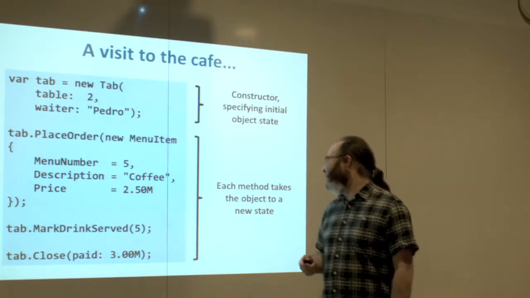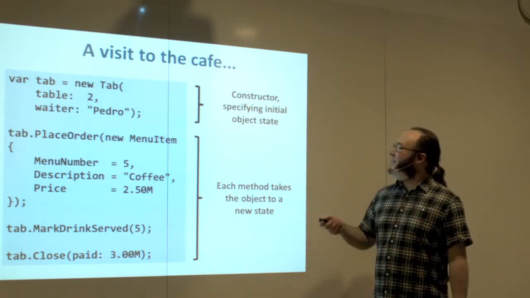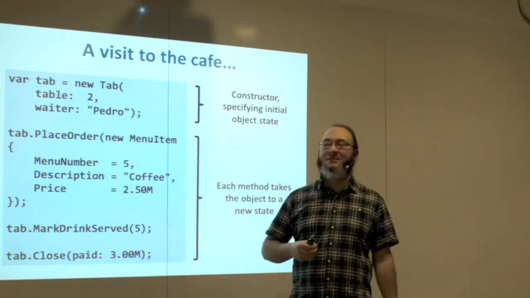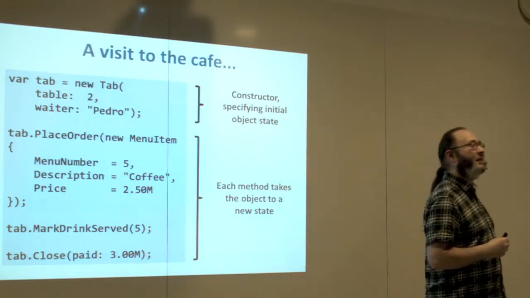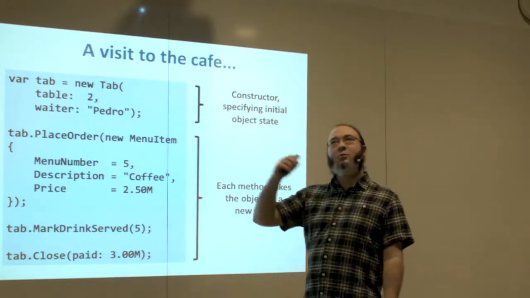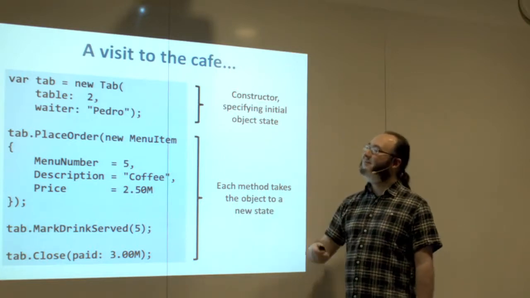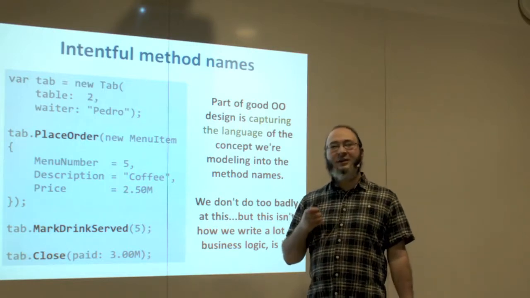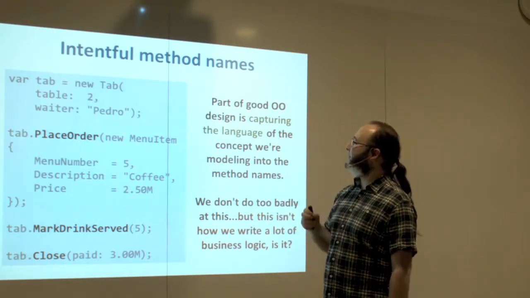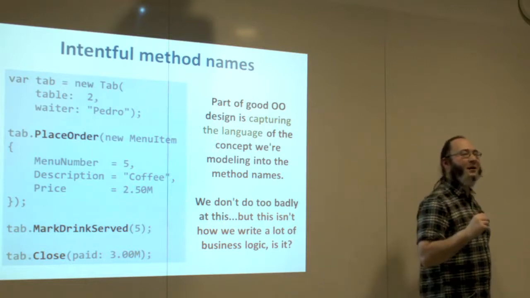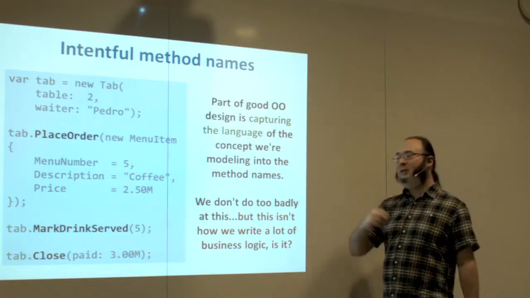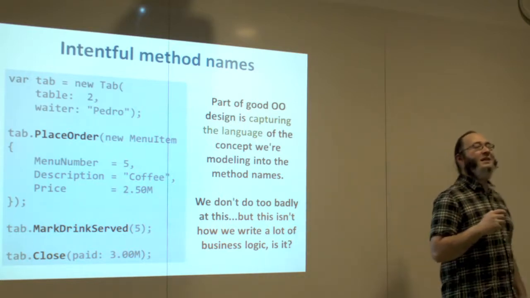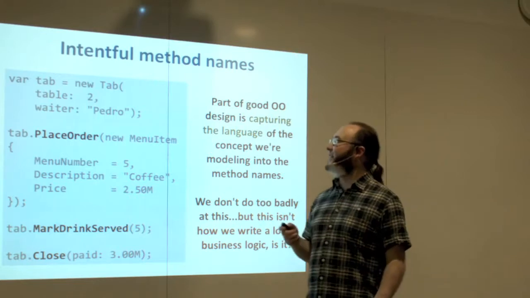So what's going on in objects like this is that the constructor specifies some initial state for the object. And then each method call just takes the object to some new state. Now, one of the things if we write code like this is that the method calls really capture the language of the concept we're talking about, which is nice and where the whole modeling aspect of OO comes from. The thing is that, of course, most business apps don't look like this, or at least most of the ones I keep seeing don't look like this.